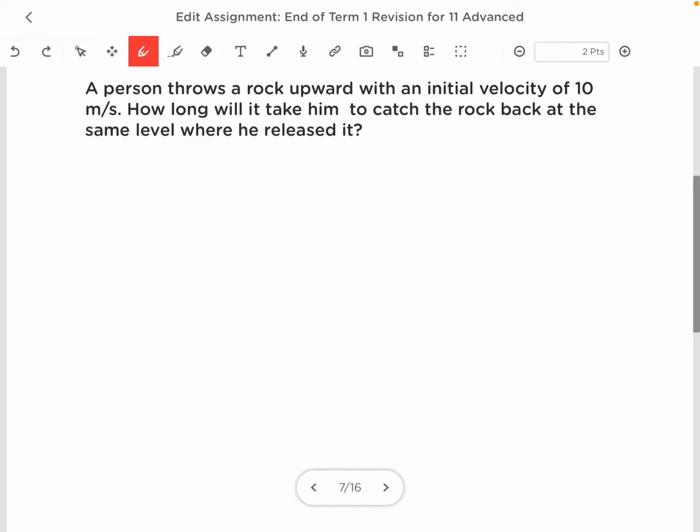A person throws a rock upward with an initial velocity of 10 meters per second. How long will it take him to catch the rock back at the same level where he released it? So this problem is about free fall. Now let us identify the givens in this problem.